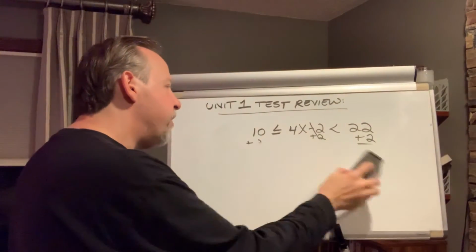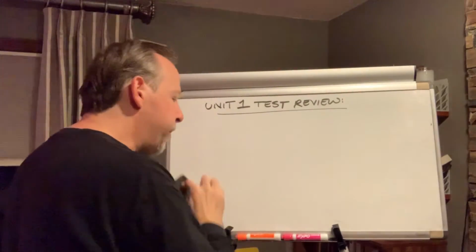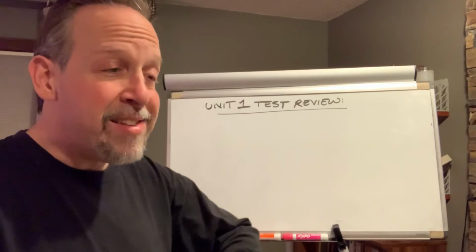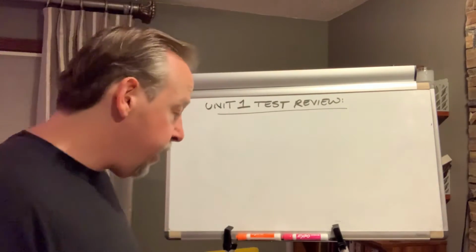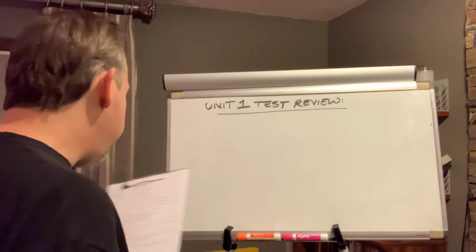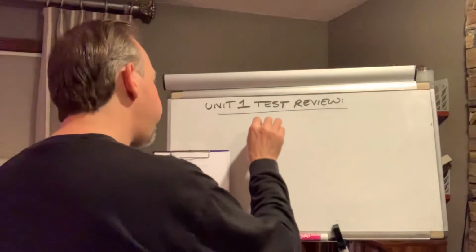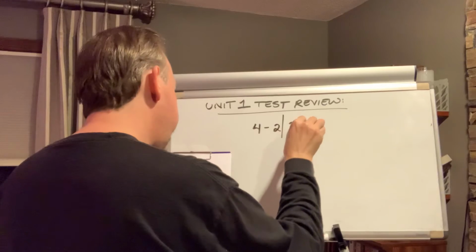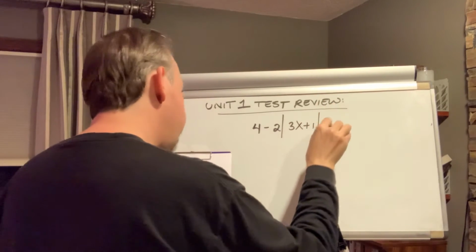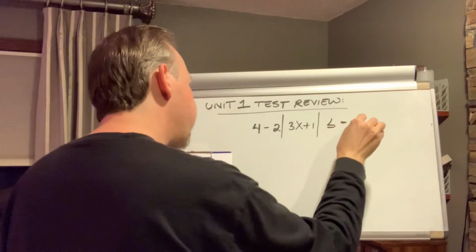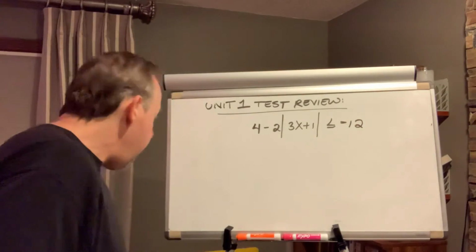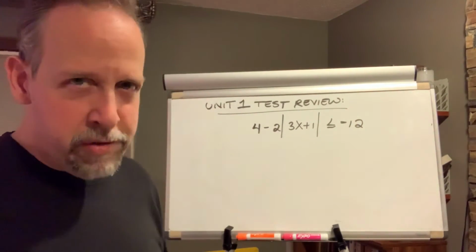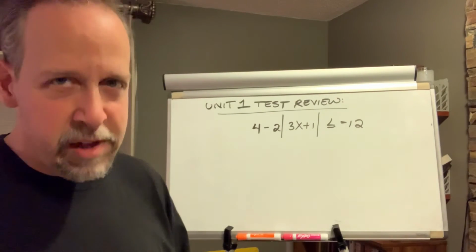Well, after we covered inequalities, we moved on to absolute value. We solved absolute value equations as well as inequalities. I'll give you an inequality problem for absolute value right now. 4 minus 2 absolute value of 3x plus 1 is less than or equal to negative 12. As is the custom now, pause the video, solve the problem, play the answer, go.